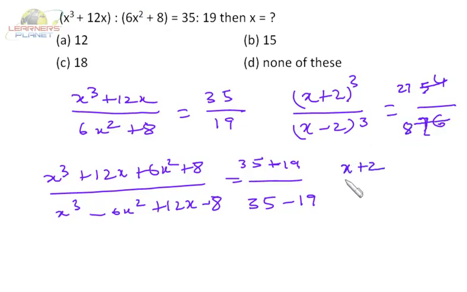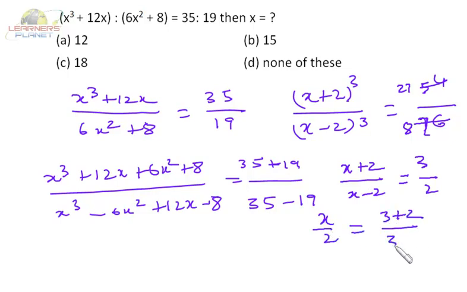So (x plus 2) upon (x minus 2) will be the cube root of 27, which is 3, and the cube root of 8, which is 2. Then you can find out the value of x. It will be x by 2 is equal to (3 plus 2) over (3 minus 2), which is 5. So x is equal to 10. Okay, friends, I hope you are clear with the concept.